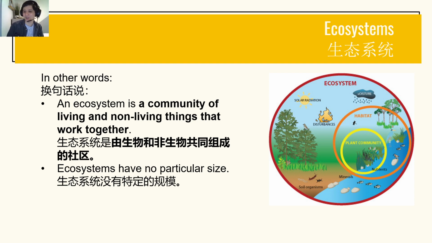A desert is an ecosystem. A tree is an ecosystem, right? It is not defined by its size. It's defined by living things and non-living things working together. So in a pond, it's the water, it's the minerals, it's the fish, it's the bacteria, the algae, all working together. And that's what defines an ecosystem.